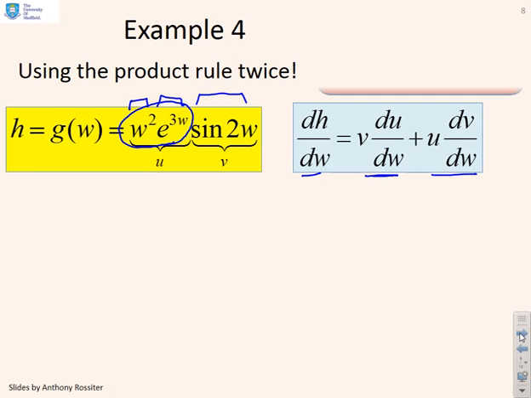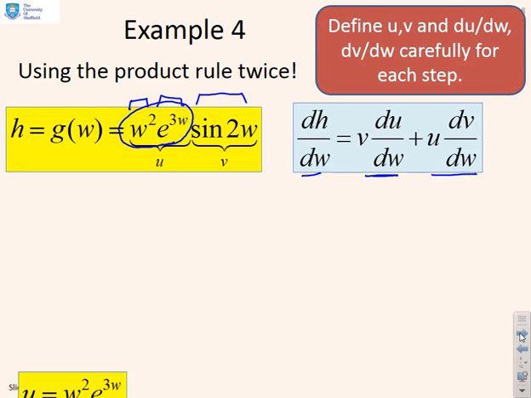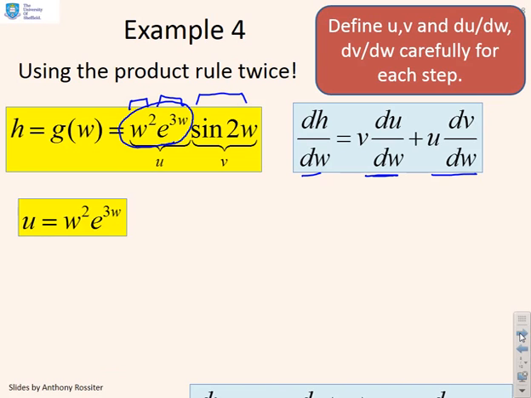So I know where I want to get. My problem is that I know u is w squared e to the 3w, but where am I going to get du dw from? So I'm going to have to use the product rule on this.